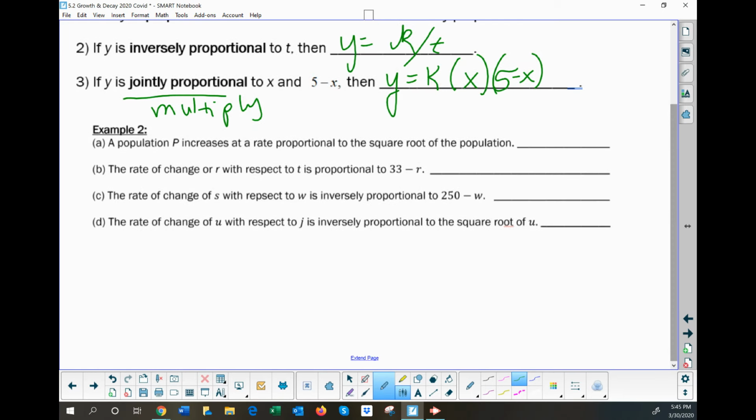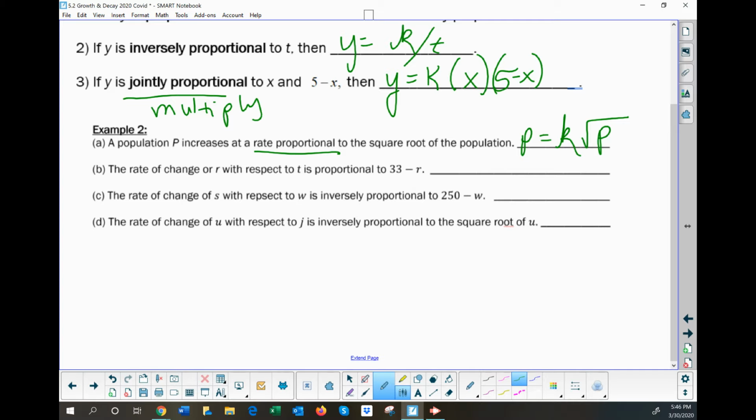So example 2 says a population of P increases at a rate proportional to the square root of the population. Proportionally, that is a direct one. So P increases at a rate proportional. Get a proportionality constant in there, like K. The square root of the population, so of P. It's kind of like I declared P as my population variable, so there it stays. If you want, go ahead and hit pause, walk through the rest of these, and then come back and see if you've got them right.